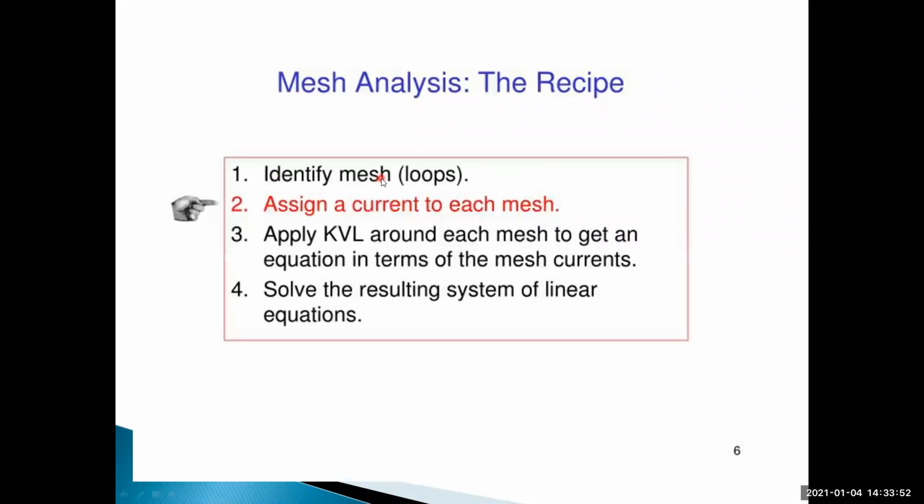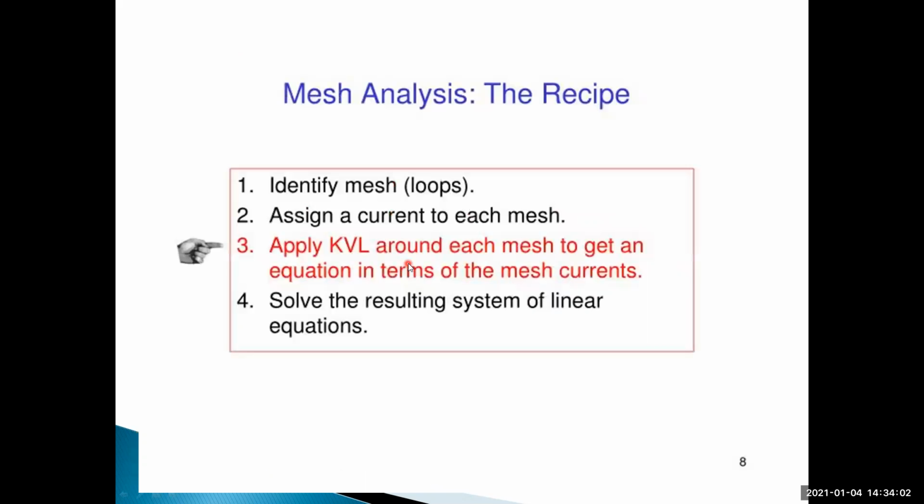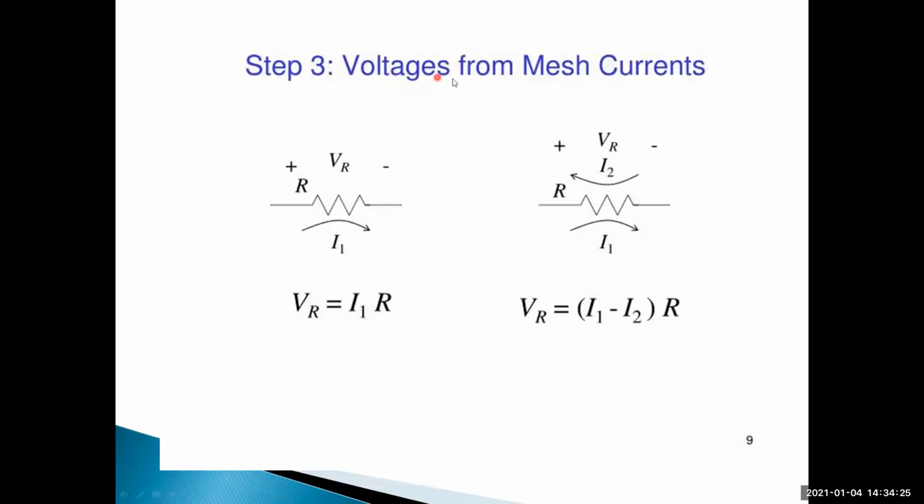First one, identify meshes, completed. And the second one, assign a current to each mesh. So like this. Each mesh, currents are assigned, I1 and I2. Understood? And third one, apply KVL around each mesh to get an equation in terms of the mesh currents. Apply KVL, Kirchhoff voltage law, around each mesh to get an equation in terms of the mesh currents. Understood? That is the third step.